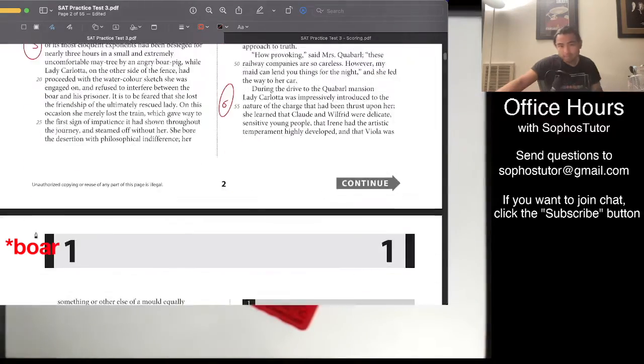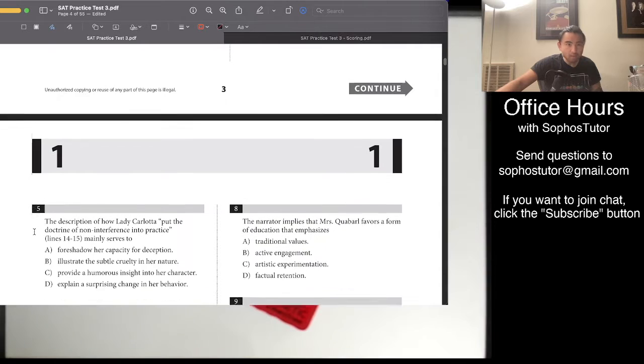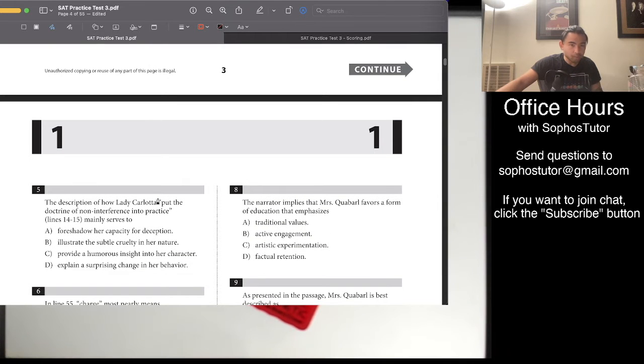Whew, that was a lot. Going to question 5. The description of how Lady Carlota put the doctrine of non-interference in practice mainly serves to foreshadow her capacity for deception. Now, I just put this bar here because I like to separate the answer choices into pieces. So the 3 types of words I'm looking for in these answer choices are nouns, verbs, and modifiers. And I basically want to check that all the nouns are accounted for, that the verbs and the connections between those nouns are accounted for, as well as any modified words.